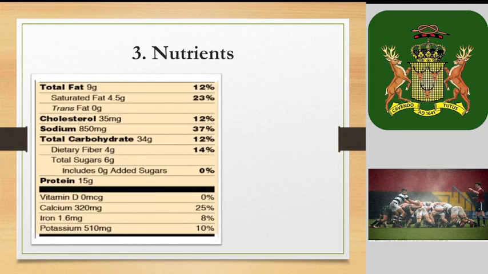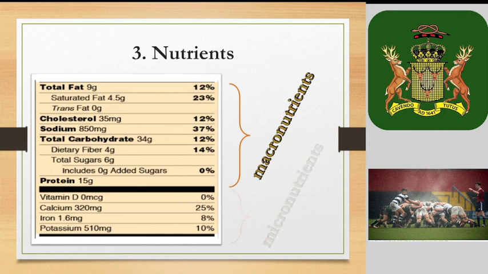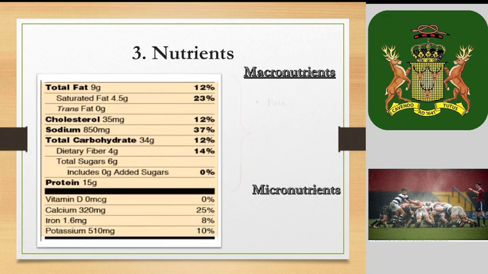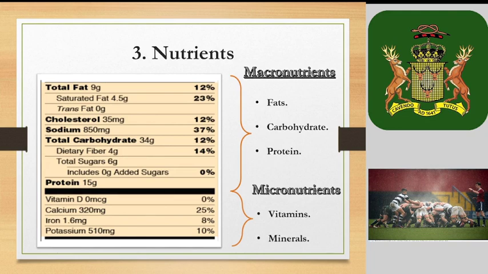Nutrients. The first thing that we can find in the label is how many macronutrients and micronutrients are in a food. Macronutrients are shown in the first part of the label, and normally micronutrients are shown in the second part of the label. Macronutrients are fat, carbohydrate, and protein, and micronutrients are vitamins and minerals.